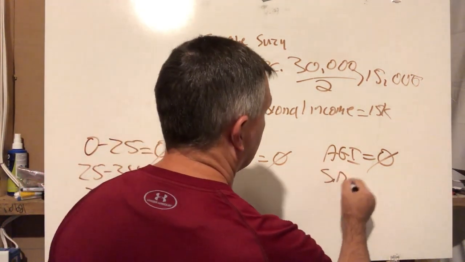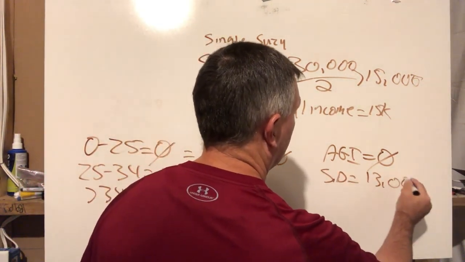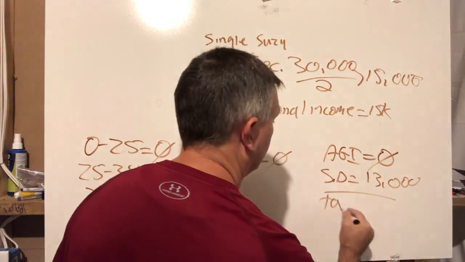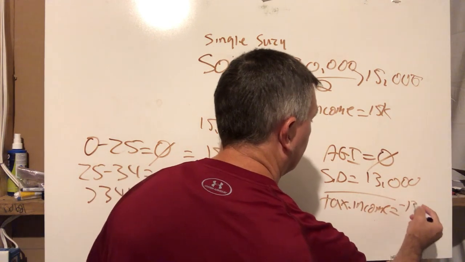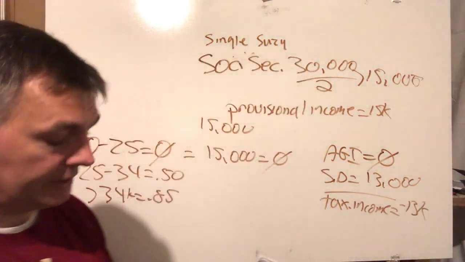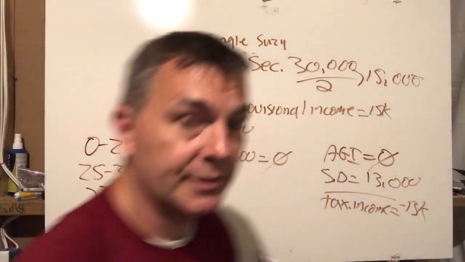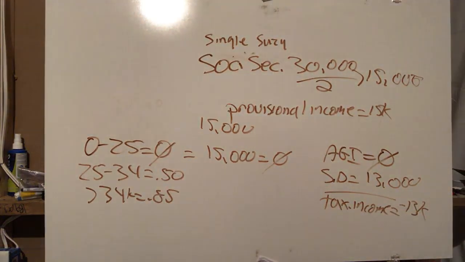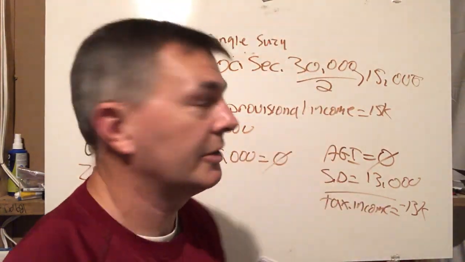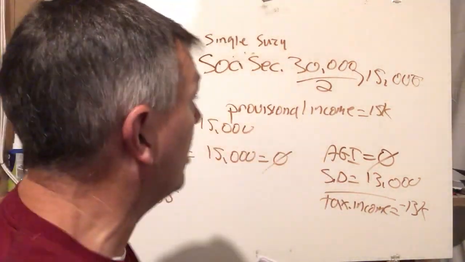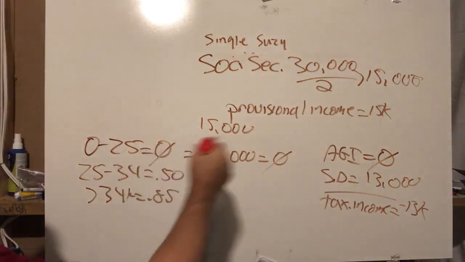A standard deduction, we'll just say $13,000. So we have taxable income of minus $13K. All right, that's it. Simple as that. So it doesn't matter if you're single, if you're married, it doesn't matter. If all of your income comes from Social Security, it's not subject to taxation. It just won't be. And you can run the numbers any which way you want, and you can try to prove me wrong, but you will be incorrect.